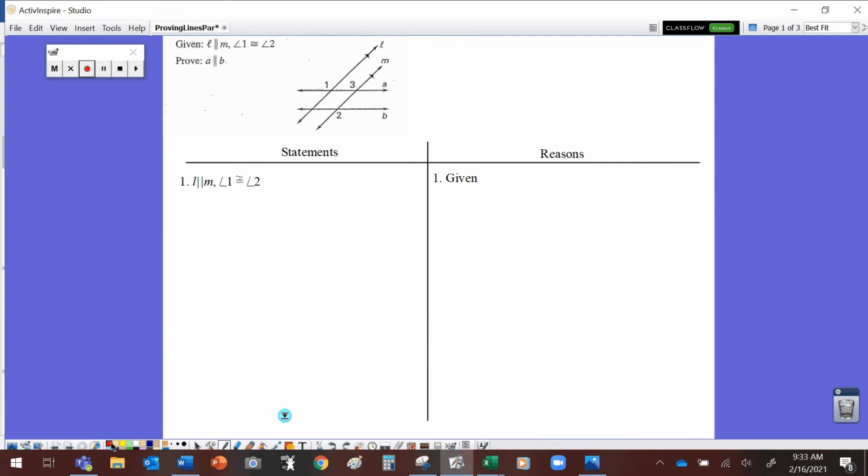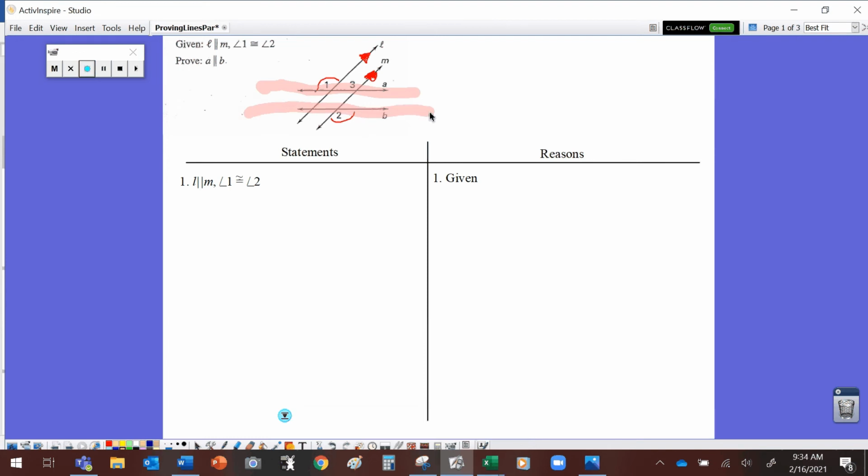Now, they've already put these arrows on the diagram to show that those lines are parallel. I'm just going to put them in red so that they're easier to see. Now, they also tell us that angle 1 is congruent to angle 2. Now, think about what our objective is, where we're trying to go. We're trying to show that line A is parallel to line B.